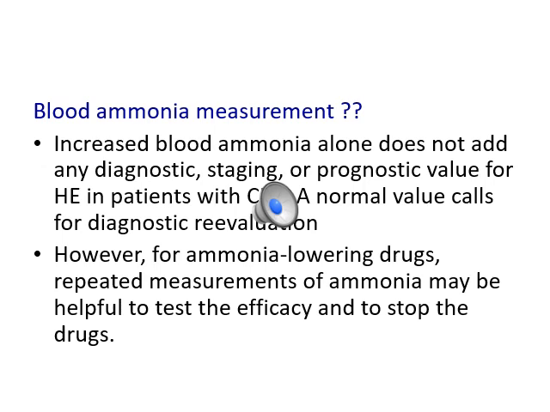The actual value of measurement of blood ammonia: if you have a patient with coma and you are searching for the cause of coma, if you measure blood ammonia and you find it normal, then you have to reassess your patient and consider him as non-hepatic coma. However, in patients with chronic liver disease and for ammonia-lowering drugs, repeated measurement of blood ammonia may be helpful to test the efficacy and to stop the drugs.